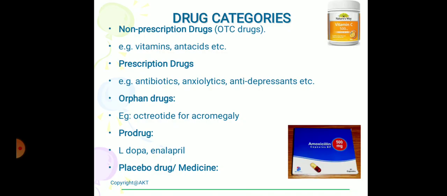So understand the definition. Placebo drugs, these are the substances which are given in guise of a medicine which do not have any pharmacological action but only psychological aspect.